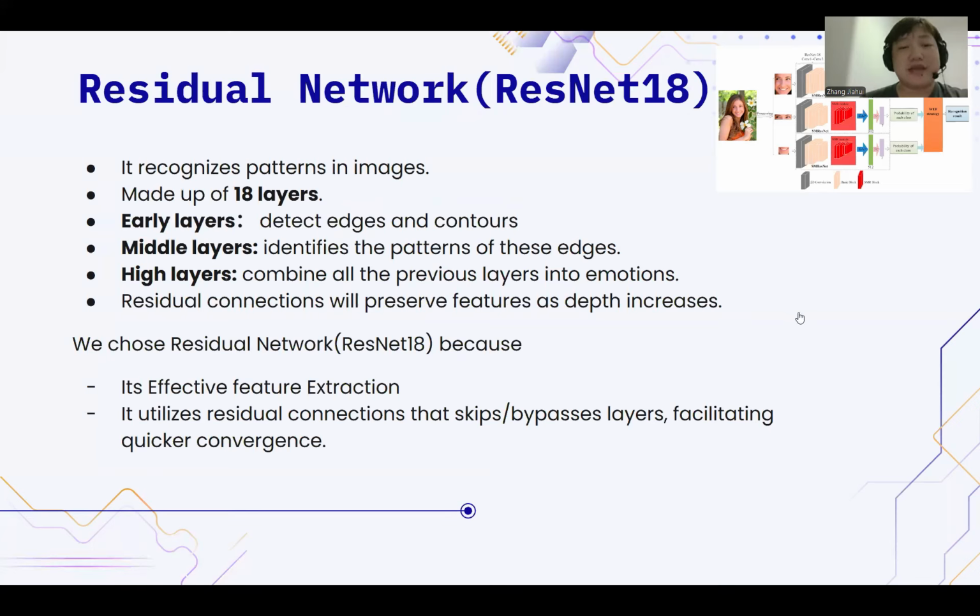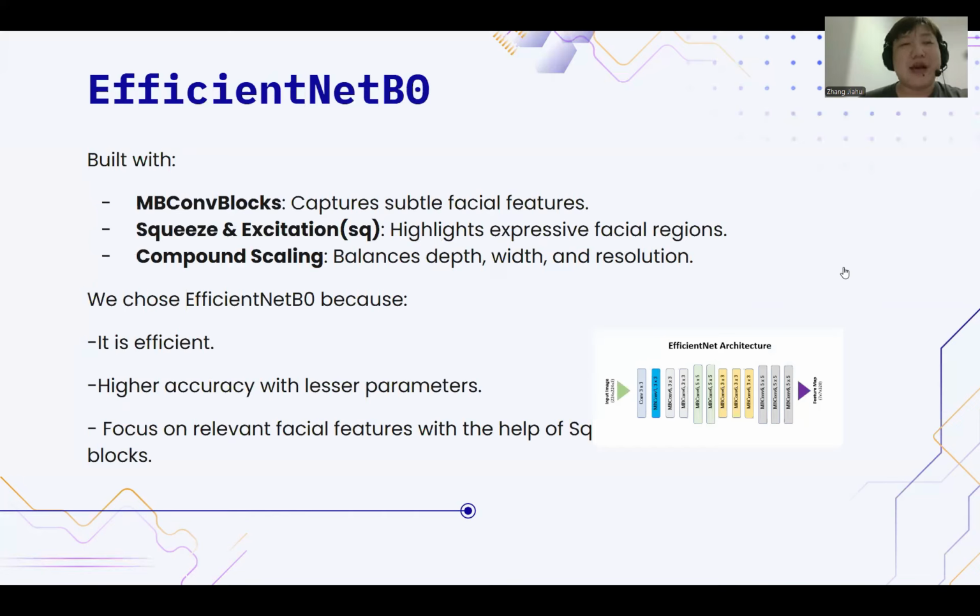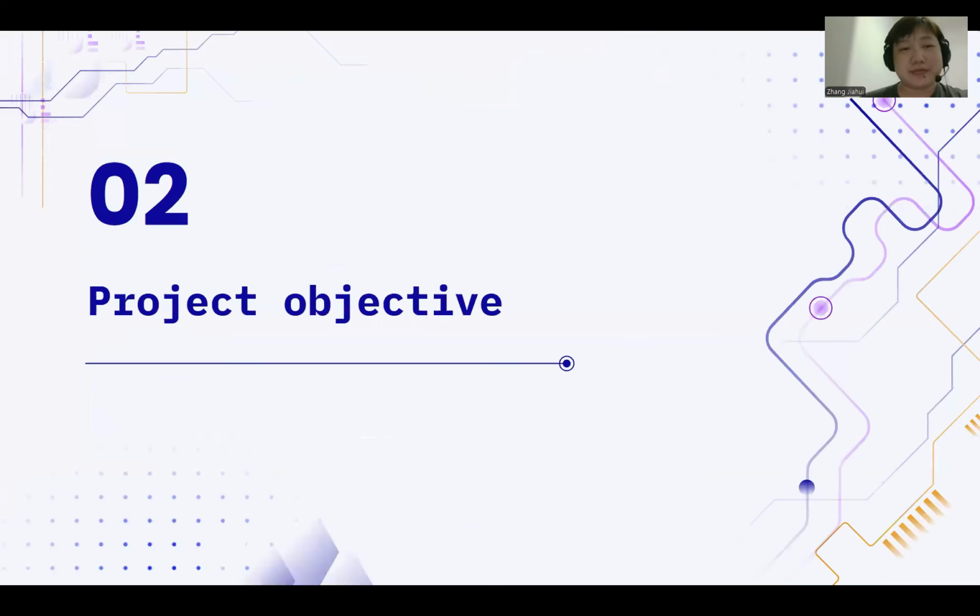Next, the third model that we are using is the EfficientNet B0. So it's built with three blocks, MBConv convolutional block that captures subtle facial features, SE block that highlights expressive facial regions, and the compound scaling blocks that balance the depth, width, and resolution. We choose this model because it's efficient, it has higher accuracy with fewer parameters, and is focused on the relevant facial features.